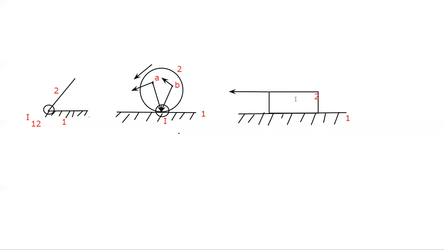Now this slider is trying to move in this direction. If I consider one point on it, I'll write this point as A. When the slider is moving horizontally, the velocity will be in the horizontal direction, so it will try to move like this. If I draw a perpendicular, then it will be heading towards here.